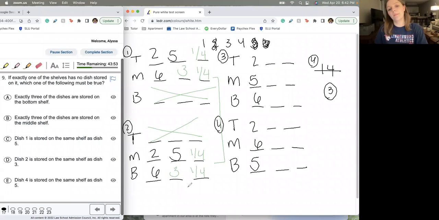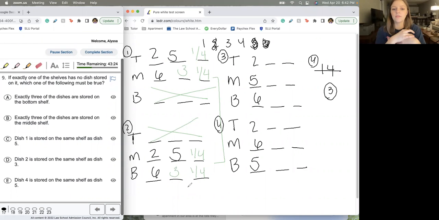So we're looking for something that must be true. And in order for it to have to be true, it has to happen in both of our worlds. Generally, these questions can be predicted because if it has to happen in both of the worlds, I can look at both the worlds and see what's consistent in both of them. Most of these must be true questions are going to talk about the variables themselves, like 6 has to be in the middle shelf, 2 has to be in the top shelf or something like that. And it's pretty easy to predict.